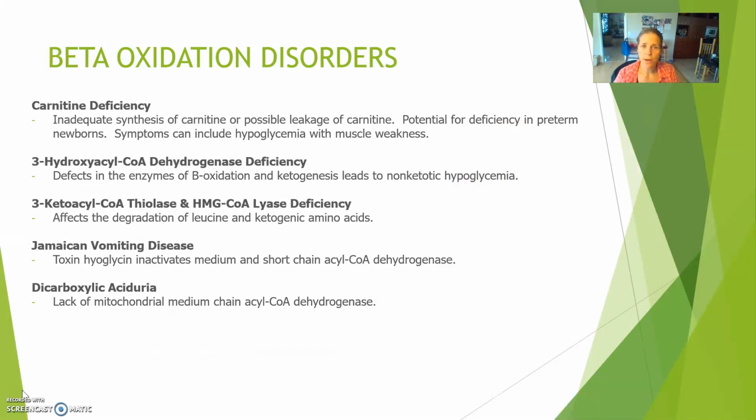So there are several disorders that can be associated with beta oxidation. A carnitine deficiency would be inadequate synthesis of carnitine or a possible leakage of carnitine. And as mentioned, that's required to help bring the fatty acid into the mitochondria.